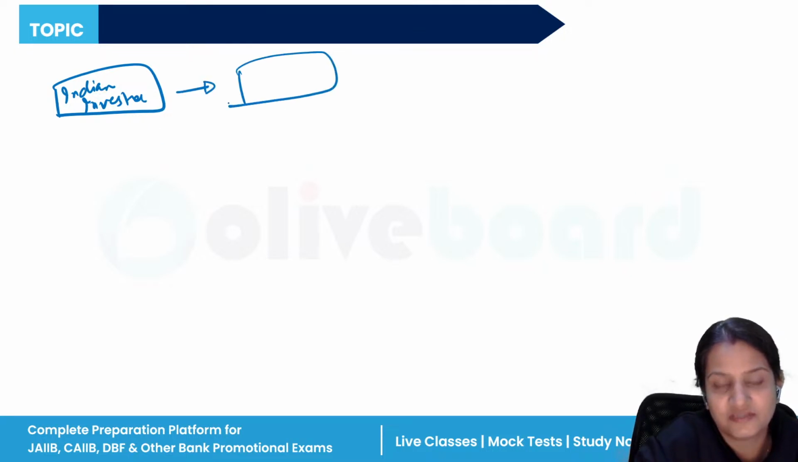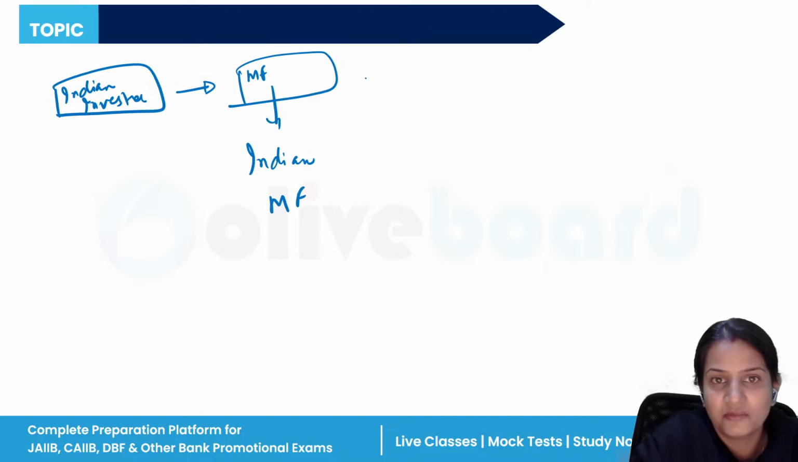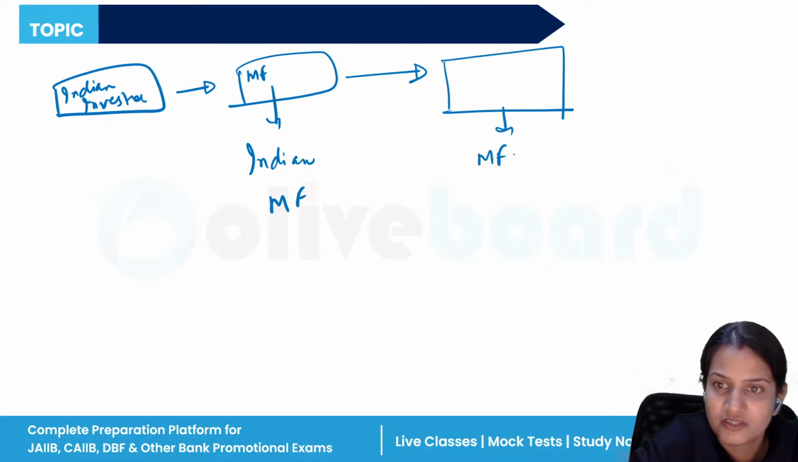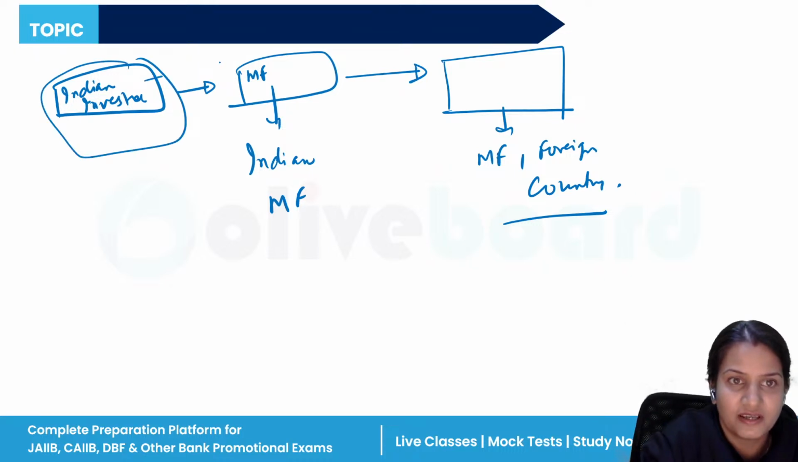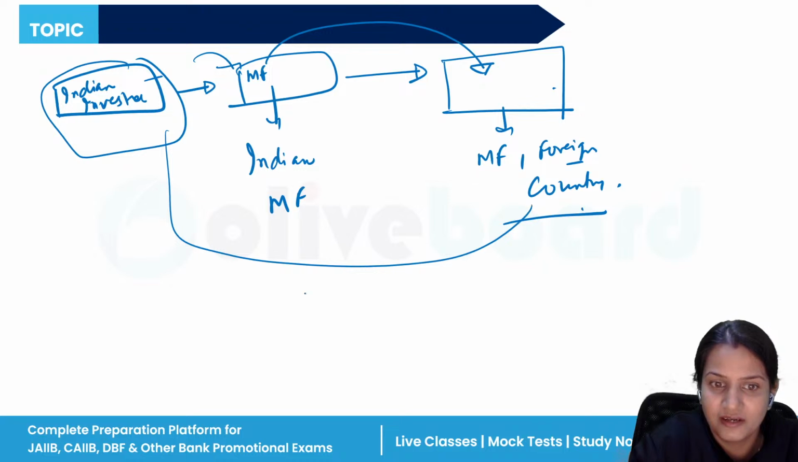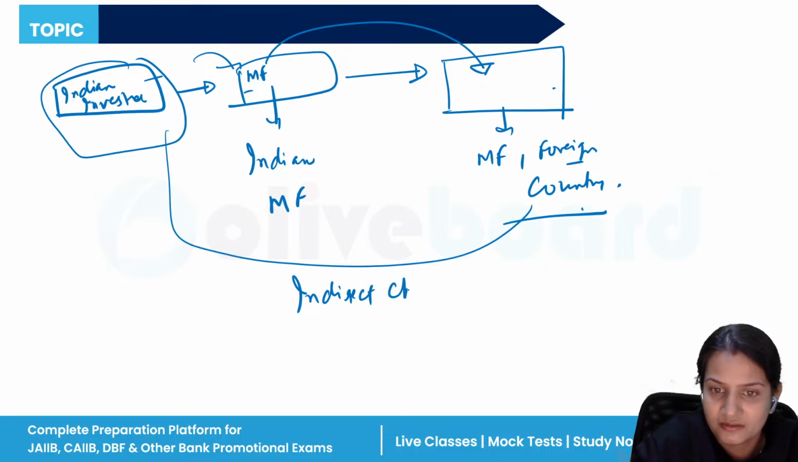This Indian investor is investing in mutual funds, and this mutual fund is an Indian mutual fund. Now, this particular mutual fund will invest in another mutual fund which is situated in a foreign country. So the money which I am investing in this mutual fund is being transmitted to this particular mutual fund which is situated in a foreign country. So this is an indirect channel example. I have invested in Indian mutual funds. Now these Indian mutual funds are investing in different countries' mutual funds. So this is an indirect channel.